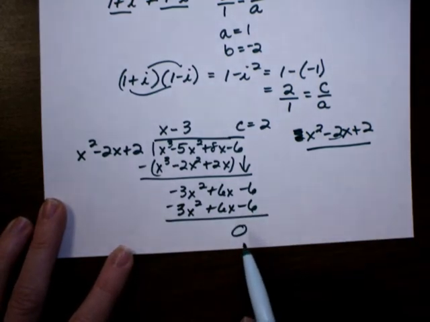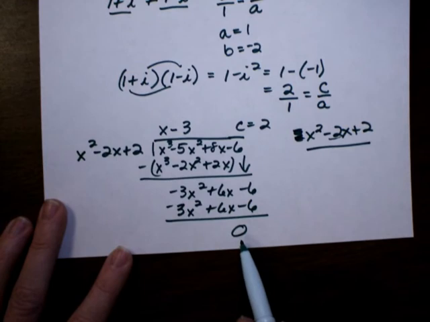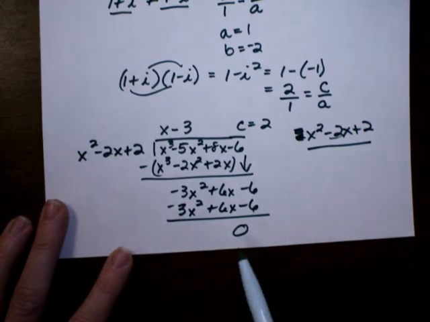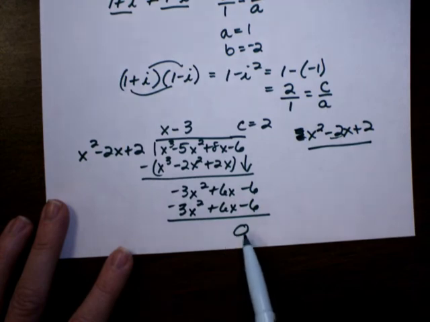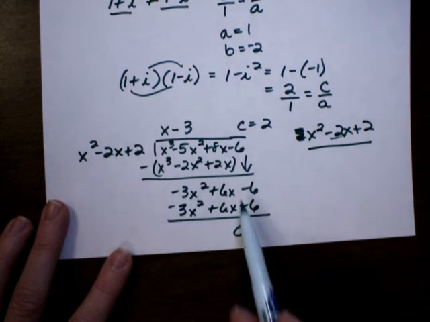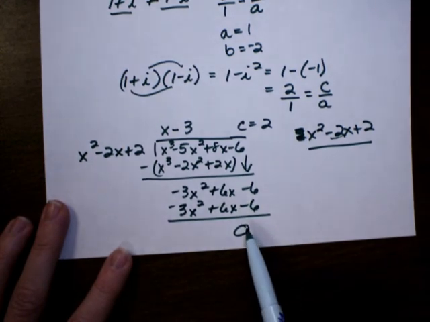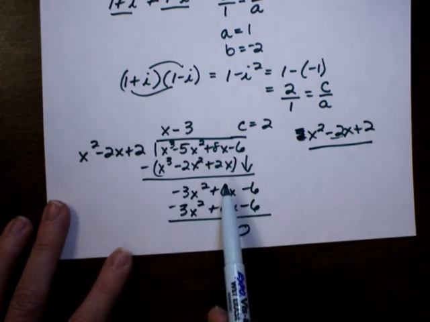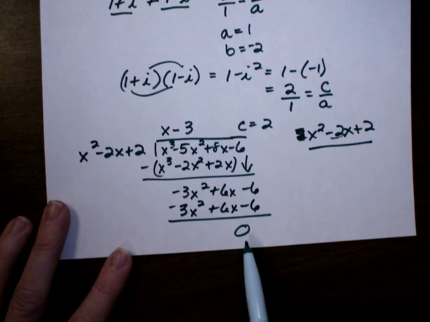Notice on this example and the last one I'm getting zeros, and that's because I'm working with factors. I'm working with zeros, and that means that by the remainder theorem I will always be getting a 0. So if you're not getting zeros here, then that means you've either come up with the wrong quadratic or you've done something wrong in your multiplication. You should always be getting zeros when working with factors.